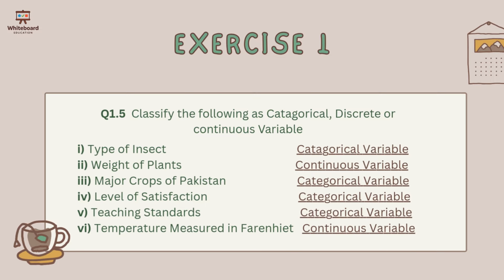Number 4. Level of satisfaction is categorical variable. Teaching standards is also categorical variable. Temperature measured in Fahrenheit is a continuous variable. Remember, usually temperature, height or weight is always continuous, as it changes with time every second.